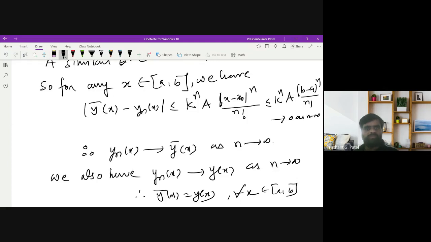So in this theorem, we have proved that for any initial value problem y dash equal to f of x comma y, if f is continuous and f satisfies the Lipschitz condition, then it will have a unique solution. If you have any question, you can ask.